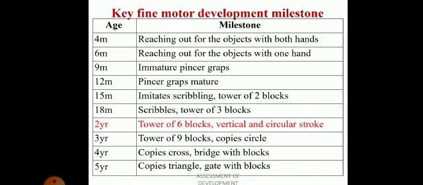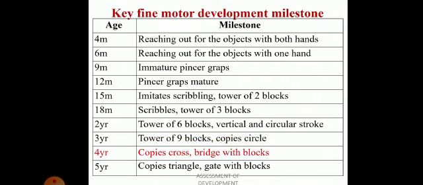At the age of 3 years, the child will be able to make the tower of 9 blocks, and the child will be able to draw the circle also. As we discussed earlier also, that initially the child will be drawing the circle, and then child will be drawing the rectangle, so that is with corner, and then the child will be able to write letter. Clear? So here the initial circle is there that the child will be able to copy.